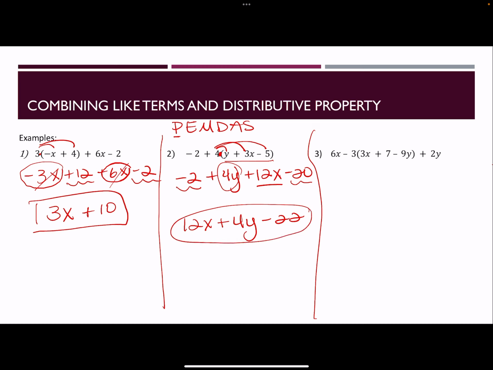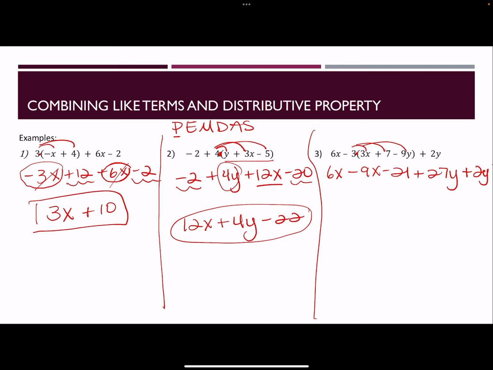All right, last but not least. So again, P for parentheses, inside the parentheses. There's nothing I can do. No exponents, multiplication or division. Okay, my multiplication, I have this 3 times that parentheses. That's multiplication. Or actually negative 3, sorry. So I'm bringing down this 6x, just bringing that down, and then I'm distributing. Negative 3 times 3x is negative 9x. Negative 3 times 7, negative 21. Negative 3 times negative 9 is positive 27y. And then plus 2y at the end.